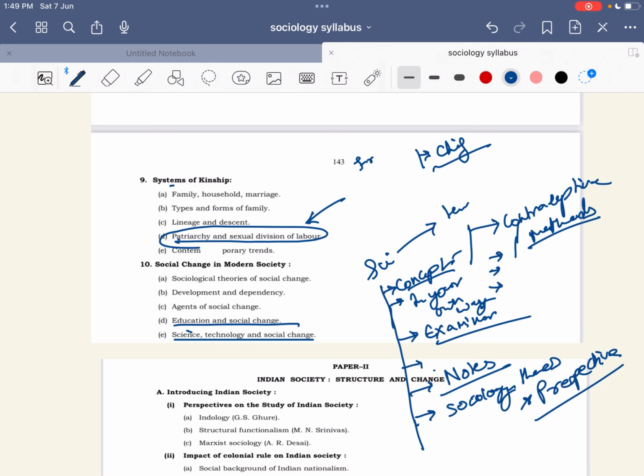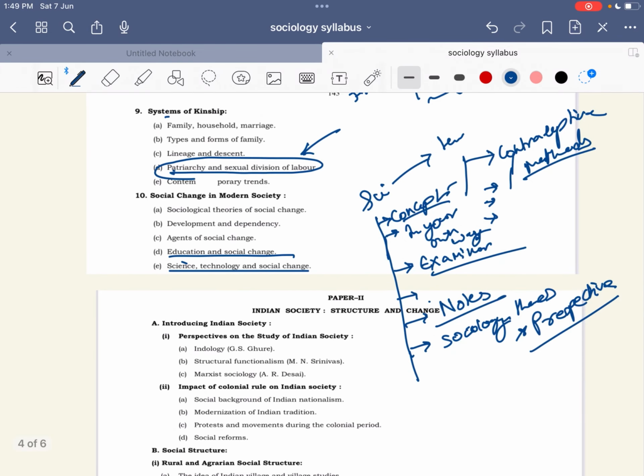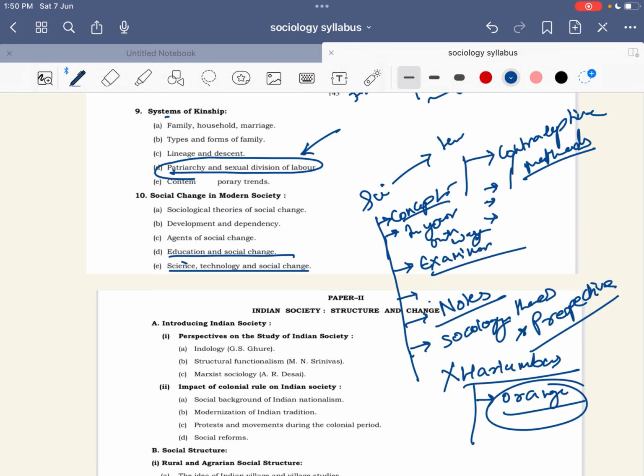ओके, सोशोलॉजी थीम्स एंड पर्सपेक्टिव, ये एक बुक है ऑरेंज कलर की, हरलम्बस। This you all should buy, and not that blue one. Blue one buy मत करो. Try to get orange harlambus. Which harlambus? Orange. See, I will highlight orange harlambus.